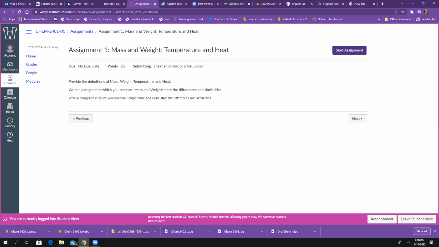And then you are going to compare what mass and weight are, stating both differences and similarities. And then you're going to go and tackle temperature and heat. And you're going to also state the differences and similarities. And that's basically it. And you are going to get 25 points for that.